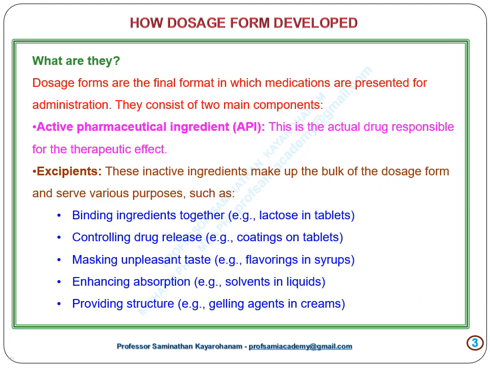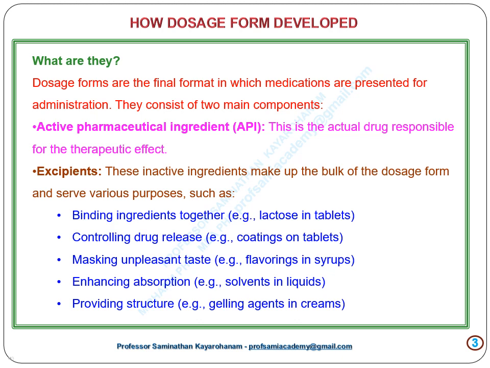How is a dosage form developed? What are they? Dosage forms are the final format in which medications are presented for administration. They consist of two main components: active pharmaceutical ingredient, API. This is the actual drug responsible for the therapeutic effect.